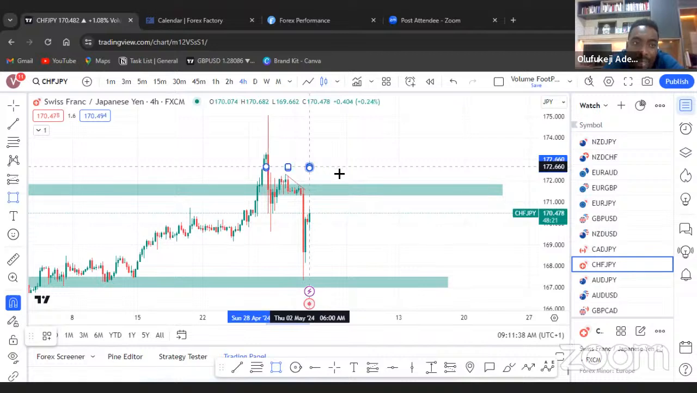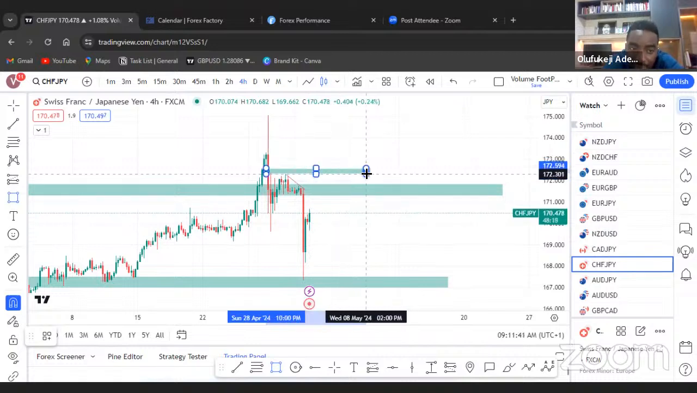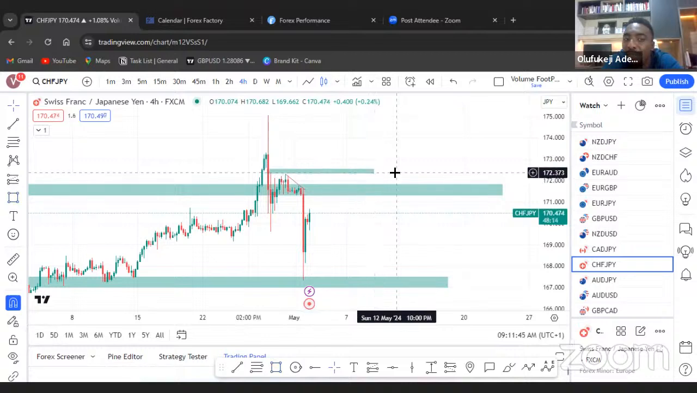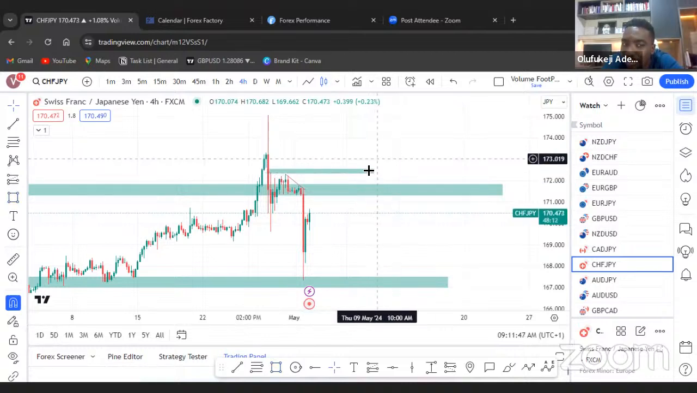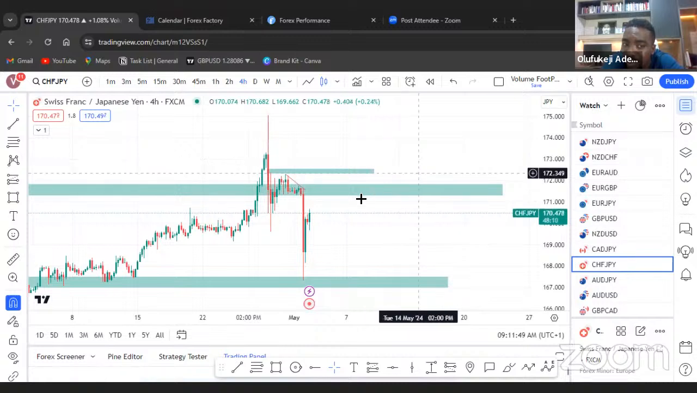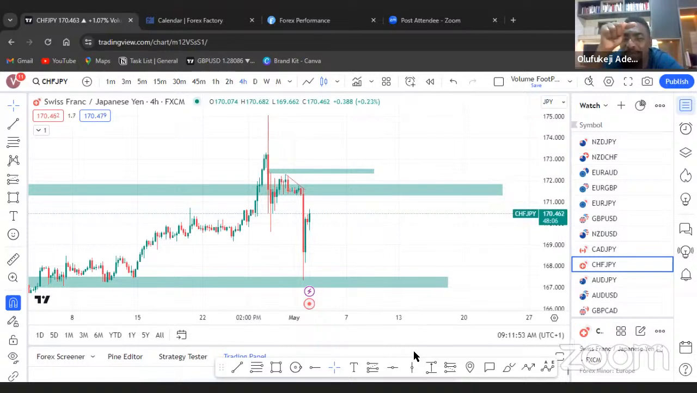There's a fair value gap there. There's a fair value gap there. So there is every reason for price to get to that level, tap into 50% of it, and then come all the way down. Now, if price breaks above that level, then I know that the sellers have lost the battle and CHFJPY is going to the sky.